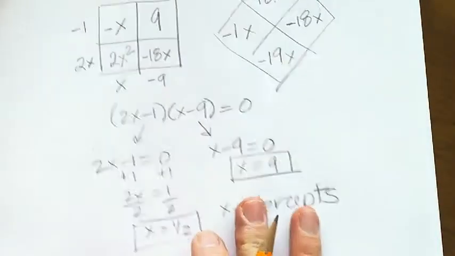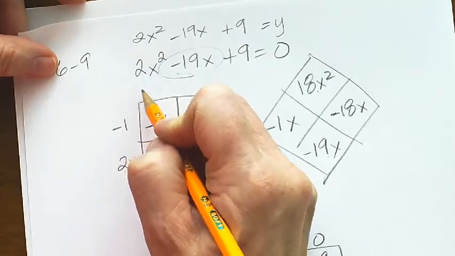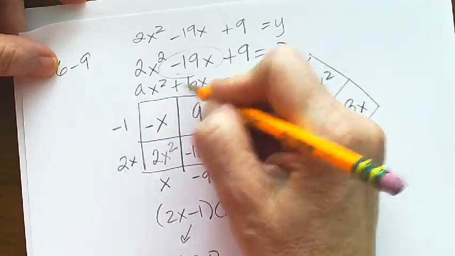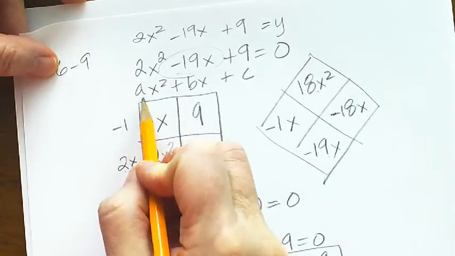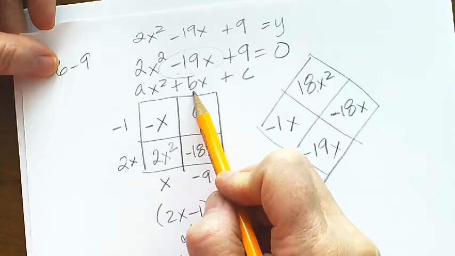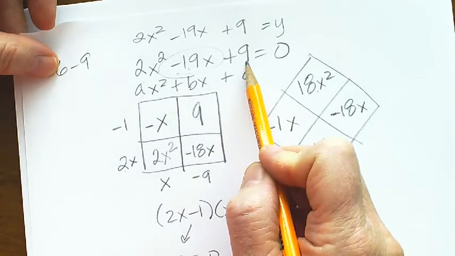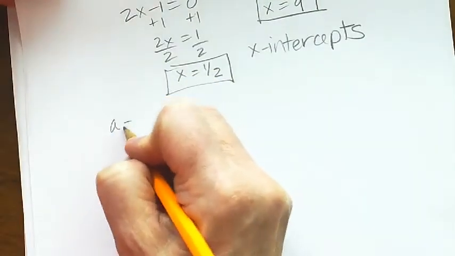All right. For quadratic formula, a is 2, because remember, standard form of a quadratic equation is ax squared plus bx plus c. So a is 2, b is negative 19, c is 9. All right, let me write that down here.